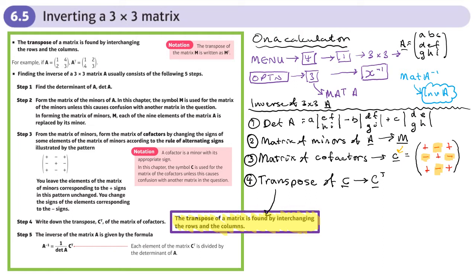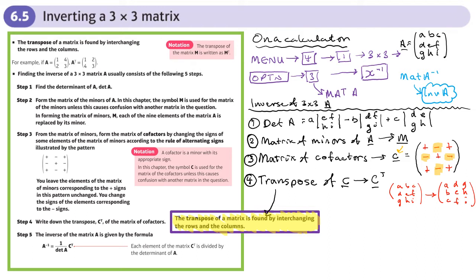The only element that's going to be in the same place is element A. So if we started with A, B, C, D, E, F, G, H, I, then the transpose of that is going to be A, D, G, B, E, H, C, F, I. So you can see how it works. The rows become columns, the columns become rows. And then we're almost done.